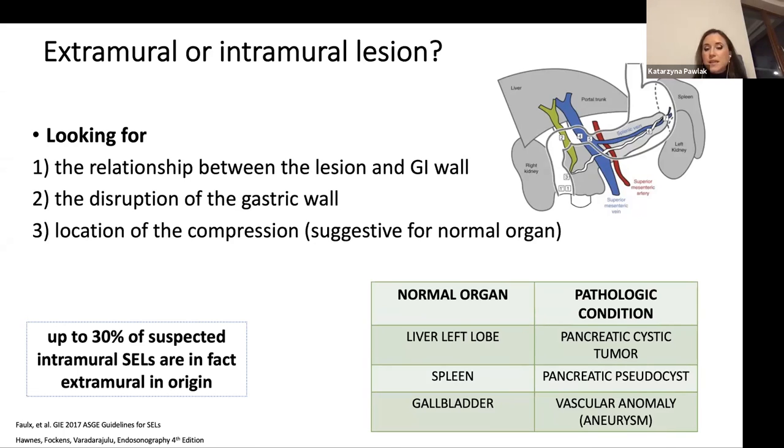Here you can see that some of them can imitate pathologies, like for example the spleen, which can be visible on EGD, as well as the gallbladder, especially in the antrum location, and also the liver left lobe, which can also cause compression on the GI tract wall. Here you can see some pathologic conditions which can also cause compression: pancreatic cystic tumors, pancreatic pseudocysts, as well as some vascular abnormalities like aneurysms.